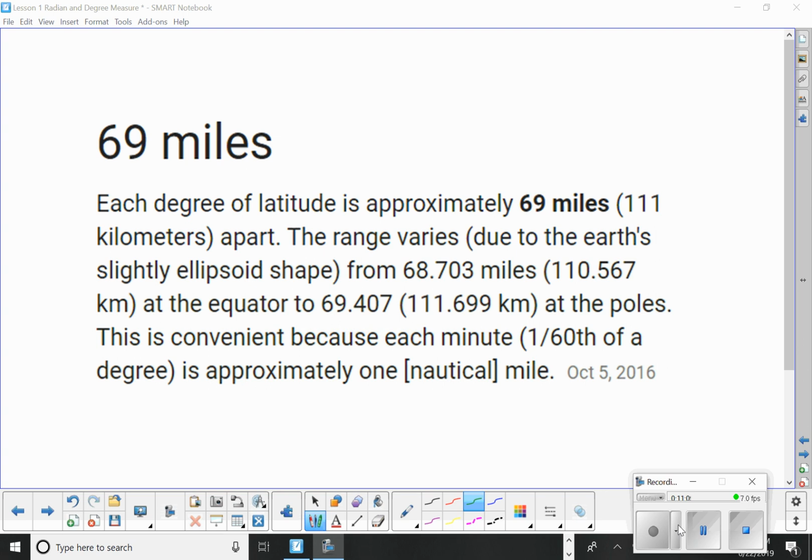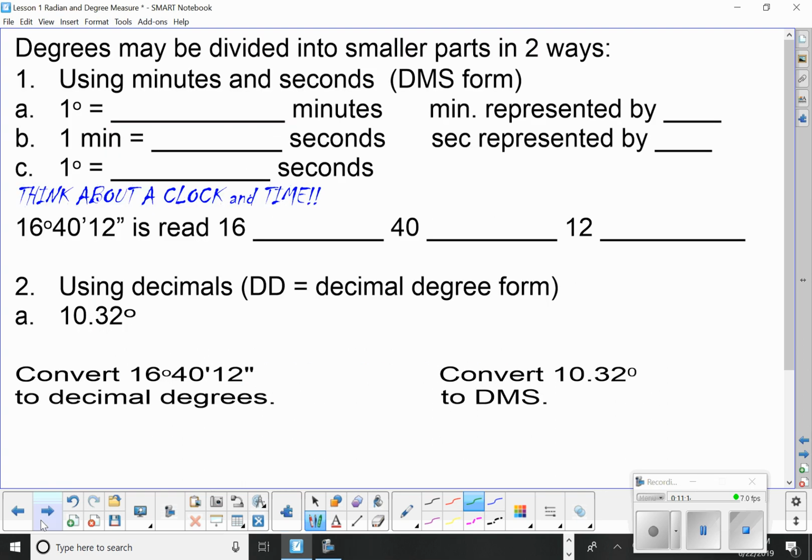We want to cut 69 miles into smaller pieces. So sometimes we want smaller pieces of an angle. Well, degrees can be divided into smaller parts in 2 ways. First, using minutes and seconds, just like a clock. Think about a clock. Except now, 1 degree is equal to 60 minutes. And a minute is represented by a little tick mark. 1 minute, this is no different than your clocks, is 60 seconds. And it's represented by 2 little tick marks.